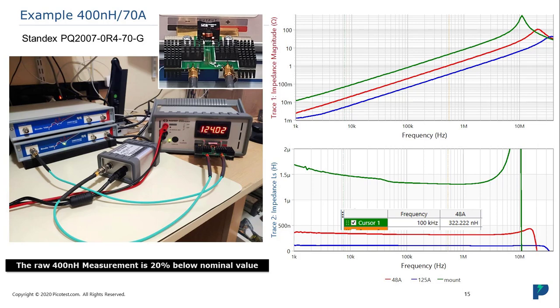So here we're showing 124 amps, and that means that we're delivering just a little over 5 amps from our bench supply. And again, I have some measurements that show the inductor mount in green, and then the inductor at 2 different operating currents, 48 amps and 125 amps in red and blue. And you can see that the measurement of our inductor at 48 amps is a little bit lower than we expect. It's supposed to be 400 nanohenries. We're measuring almost 20% below that, and I'll get into why that is next.